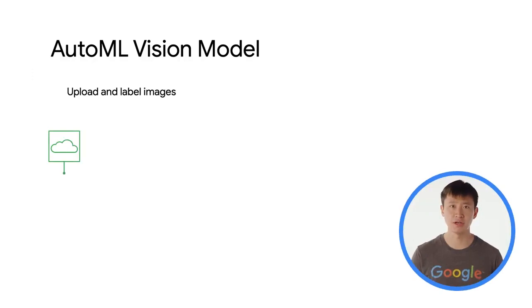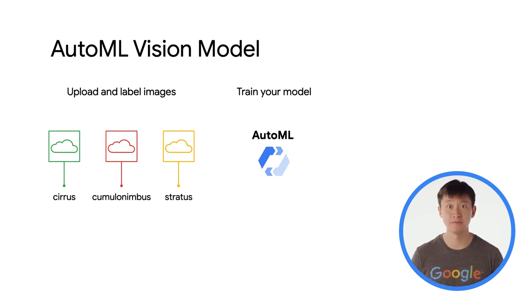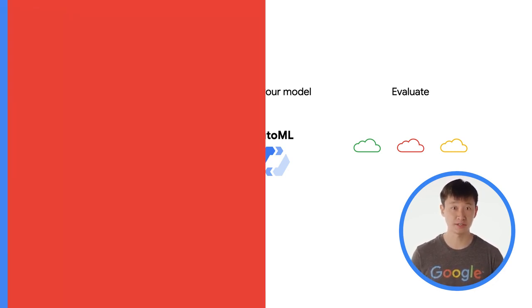With AutoML Vision, you can upload your own custom image dataset of clouds, each one labeled as cirrus, cumulonimbus, or stratus. Then, Google Cloud will use this custom training dataset to train a machine learning model. Finally, you'll be provided with a prediction endpoint that you can use to classify new images of clouds. You'll also be able to see evaluation metrics for the model, like precision, recall, and the confusion matrix.